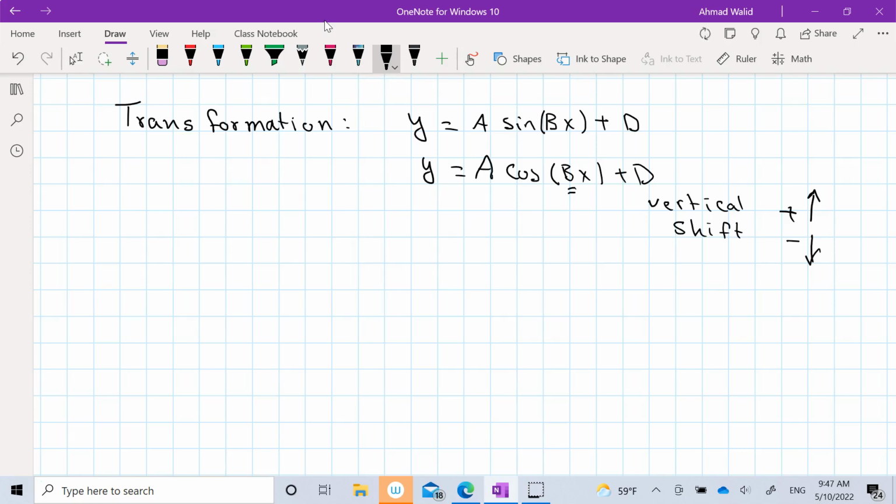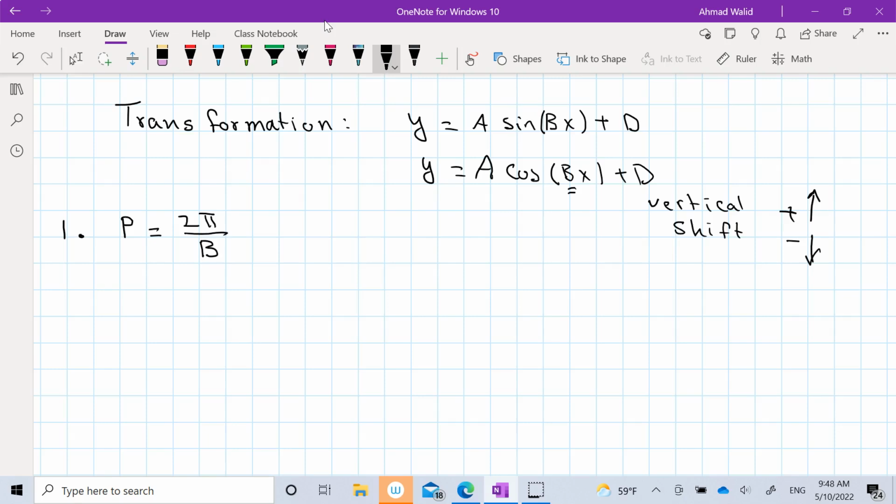B is changing your period. The coefficient of x is always changing your period. Now, step number 1. Please follow these steps when you do transformation. Step number 1, finding the period. Period for sine or cosine, the formula is P equals 2 pi over B.